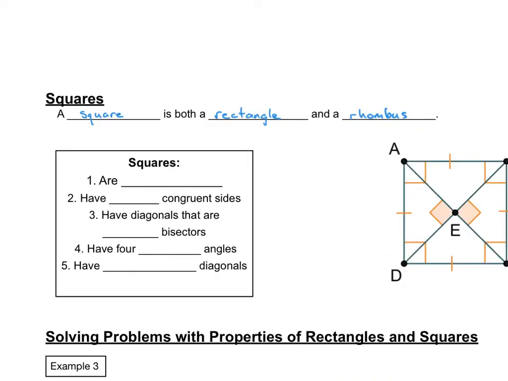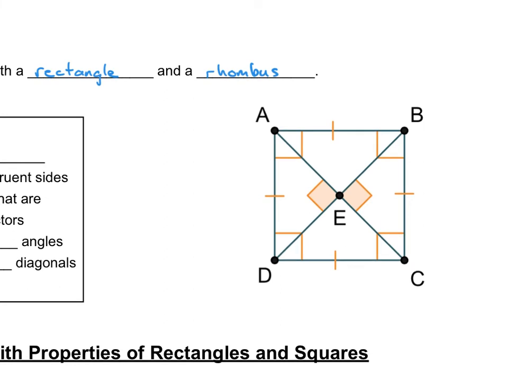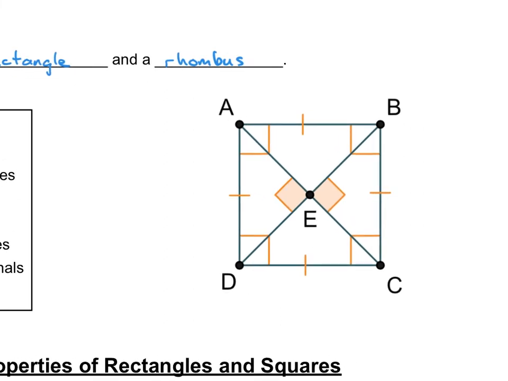So squares are both rectangles and rhombuses. If we look at this, we can see that we have 4 congruent sides, just like a square and a rhombus. We have diagonals which intersect at a 90-degree angle. And there's our 90 where the diagonals intersect. We have those 4 congruent sides.